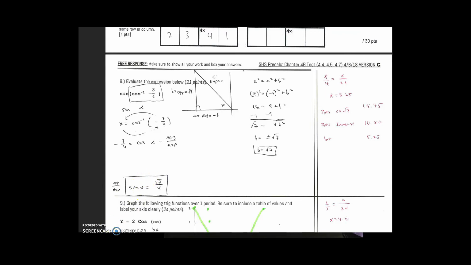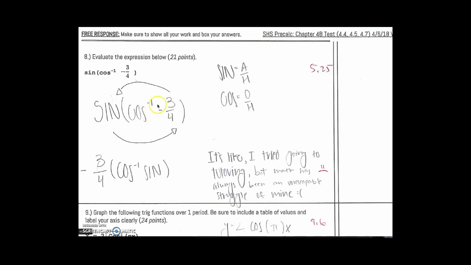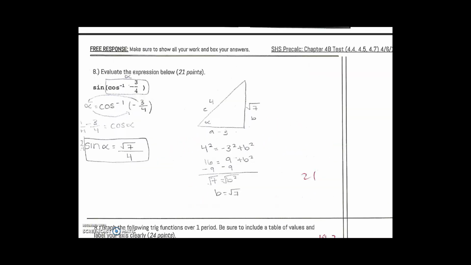Let's look at some work. So this student tried to take the inverse but didn't set a variable. So I gave him a 1, which is equivalent to 5.25. And yes, going to tutoring does help, but paying attention in class each and every day, 100% focus, is going to give you the biggest bang for your buck.